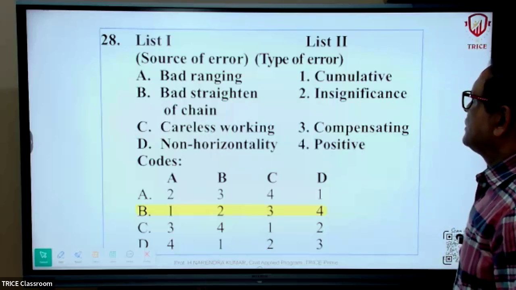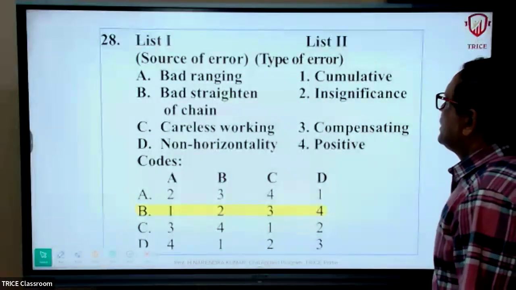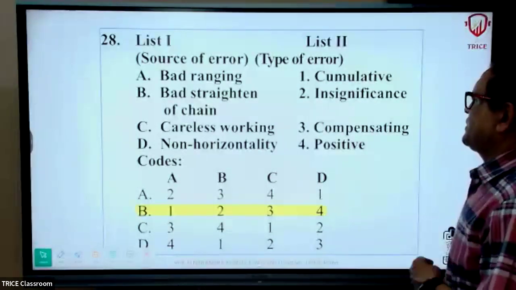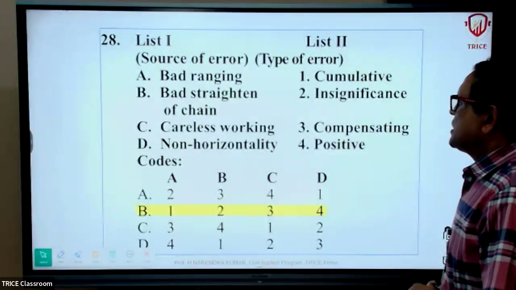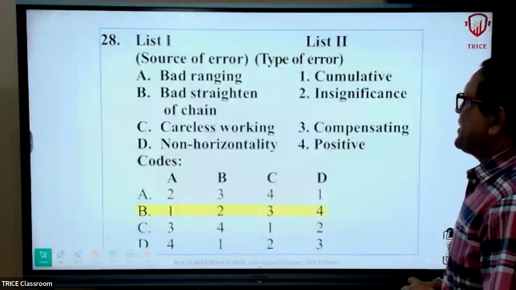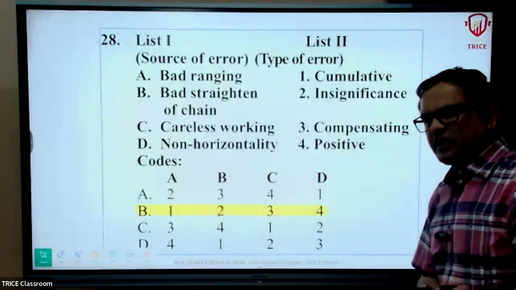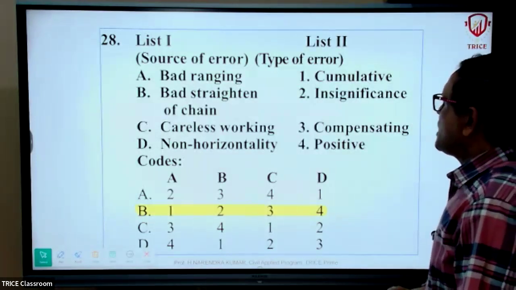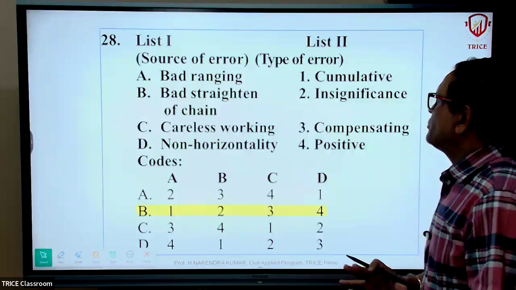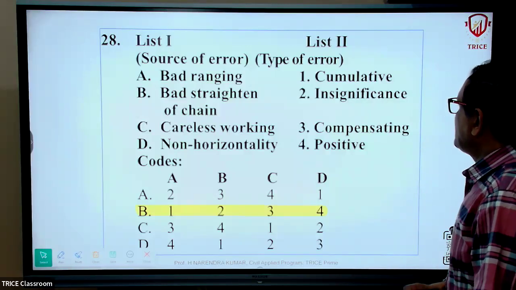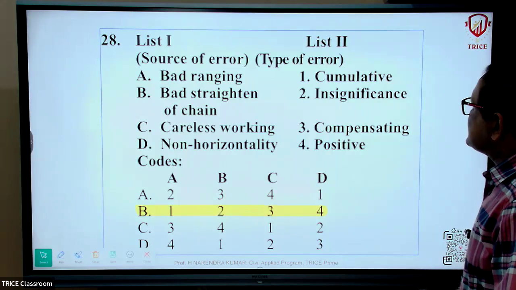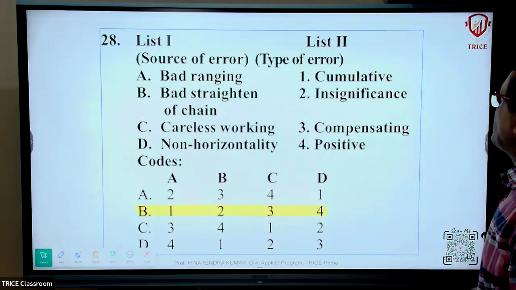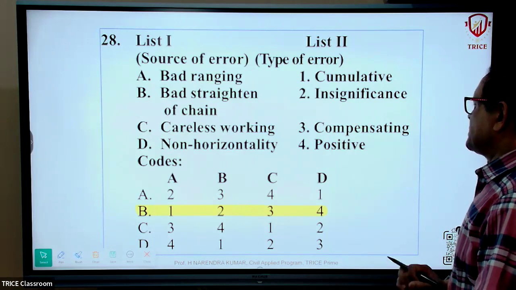Next one is another confusing, but less confusing. List 1 gives us the source of error. List 2, type of error. So list 1, there are A, B, C, D: bad ranging, bad straightening of chain, careless working, non-horizontality. Okay, there are 4 sources of error. Type of error: cumulative, insignificance, compensating, positive. Different types of errors are listed here.